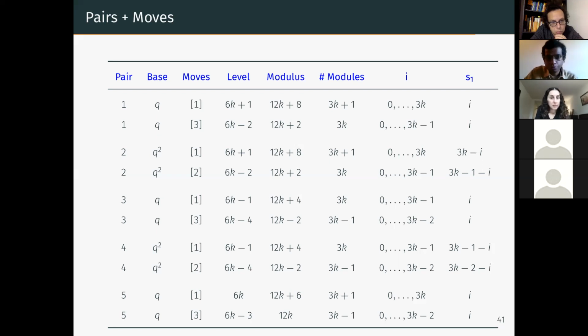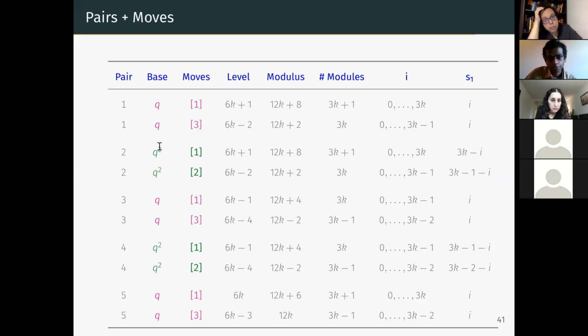Now obviously there is a huge amount of information here. So let me just tell you a few things that are coming out of this. First of all, if you look closely, if you have the base q, then you are using either moves in set 1 or 3. If you have base q squared, then you are using moves in set 1 or 2. That's always the pattern. Now, for a level that is not divisible by 3, so either 6k plus 1 or 6k plus 2, 6k plus 4, 6k plus 5.